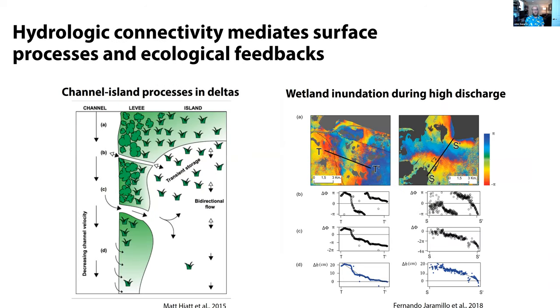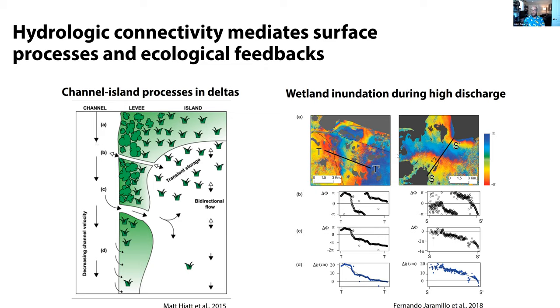So what we're going to focus on is looking at tools or techniques of characterizing the landscape that can help us better understand things like hydrologic connectivity, which is one of the main ways that surface processes and ecological systems are mediated or have feedbacks between each other. Again, two examples of these processes in action are some work by Matt Hyatt looking at channel island processes or exchange in delta systems. When we have water and sediment coming through a main channel, how does it actually get onto the delta islands and the levees in a way that's necessary to start building land and allowing vegetation to establish itself? And vice versa, how do sediment and nutrients on these islands get back into the channel?